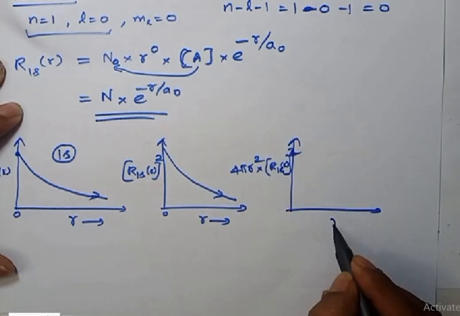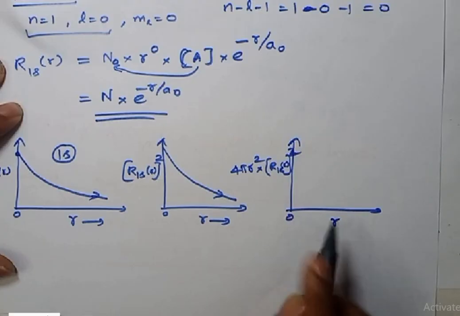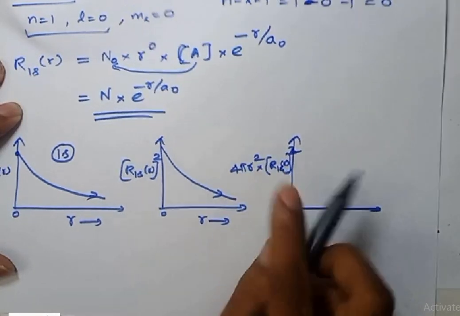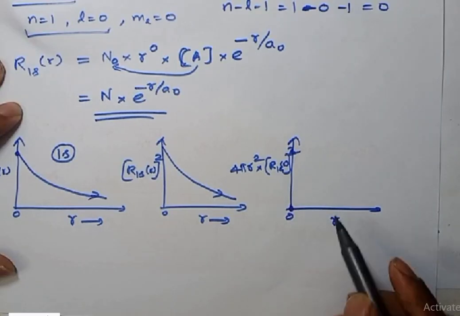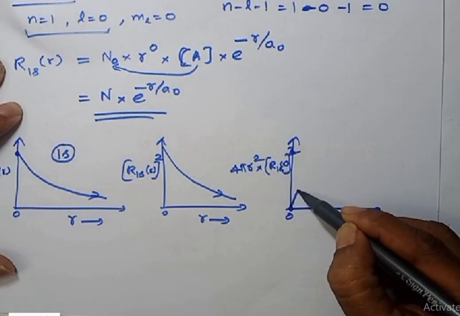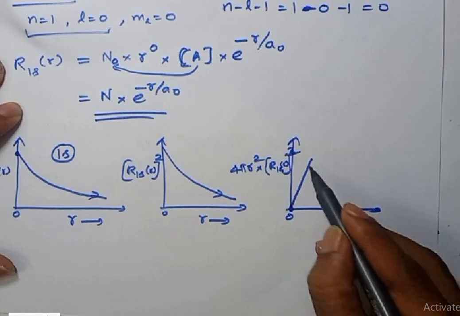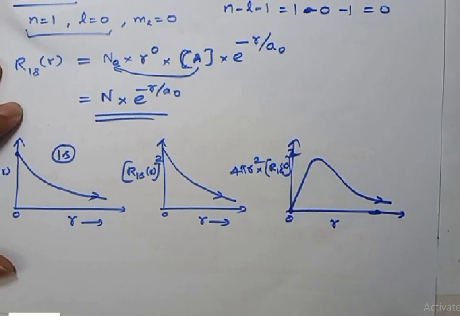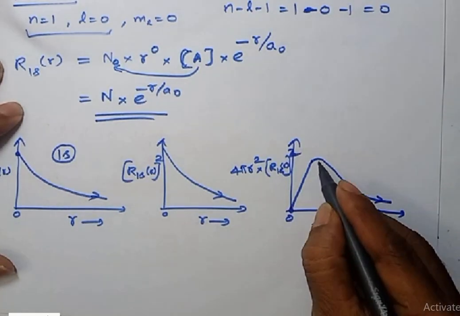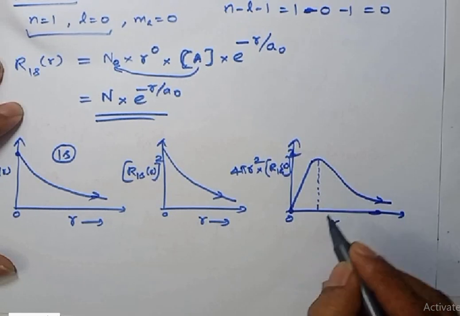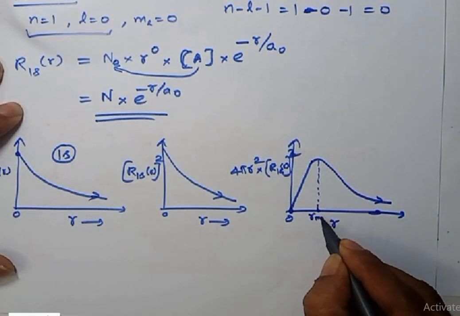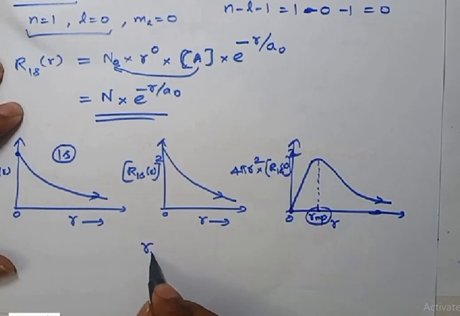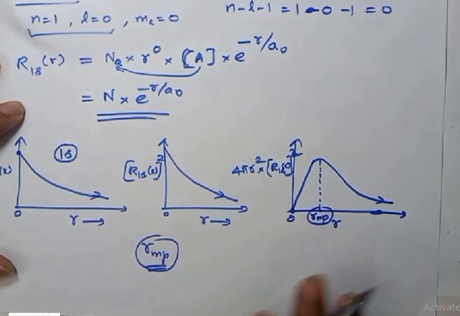If you plot this quantity versus r, now what will happen? At r equal to 0, if you put r as 0 here, the entire quantity becomes 0. Then as r increases, initially it increases almost in a parabolic manner, then it decreases in an exponential manner. This is called radial probability distribution, and see, there is a maximum, and this distance is what we call RMP, most probable distance, for 1s. How to find most probable distance? We'll do that. Just take note of this.